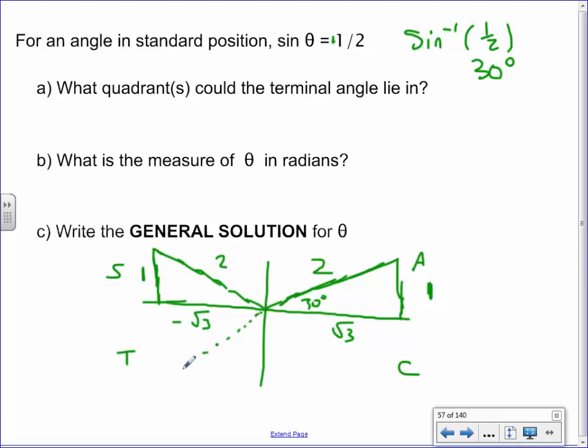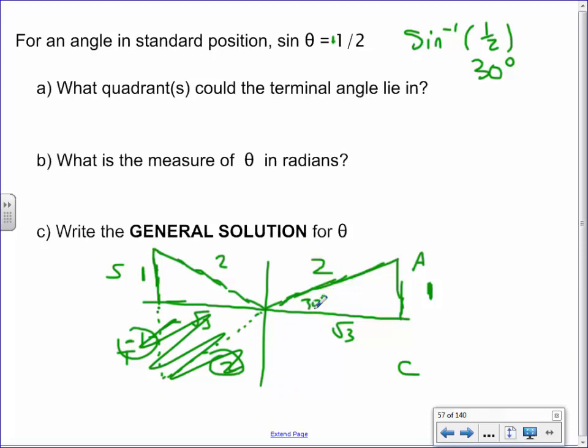Why could this quadrant right here not work? You'd have a 2 here, right? But then this would be a negative 1. Well, then sine would be opposite over hypotenuse. Hang on, that would be negative 1/2. And we need it to be positive 1/2. So this quadrant's out.